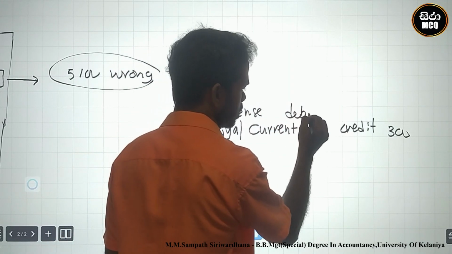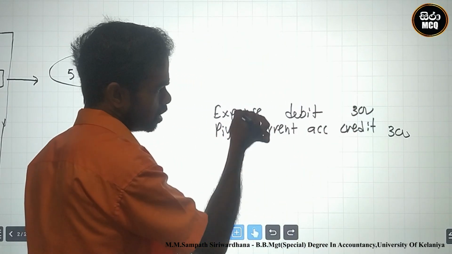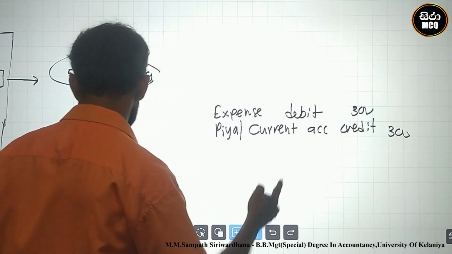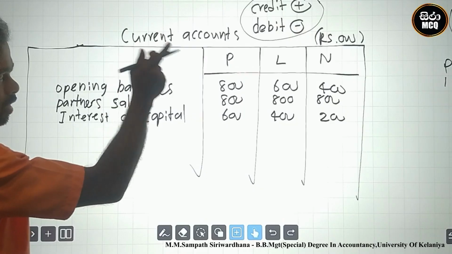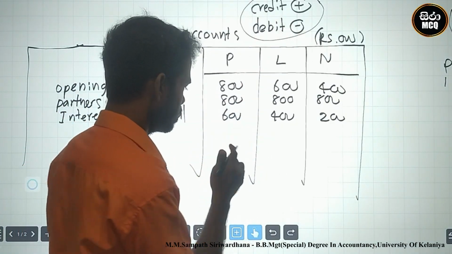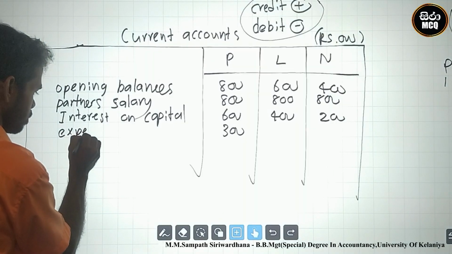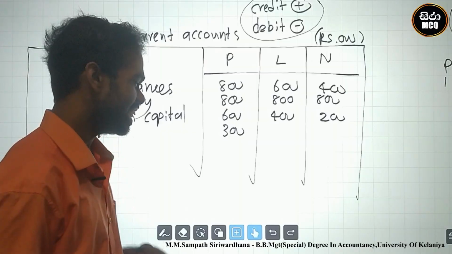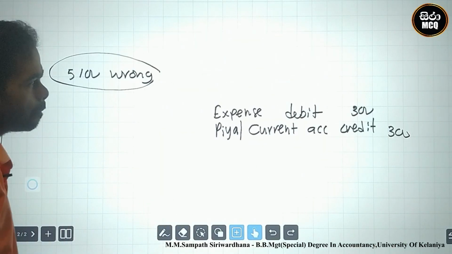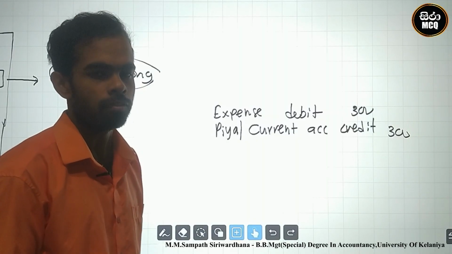Expense debit 300. PL current account credit, no? We can credit it 300. Current account credit. Credit means we must plus 300. This is the expense. Okay, we must pay PL. Okay, next short is expense debit. Expense debit means expense identified.